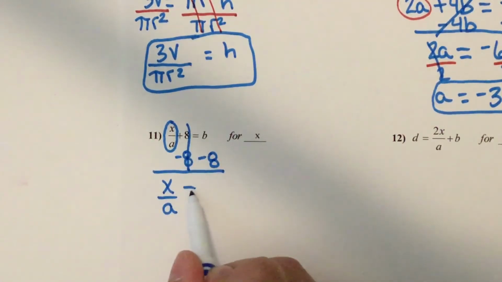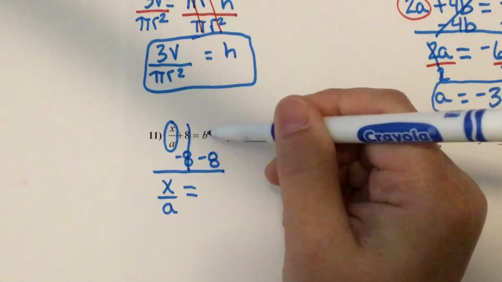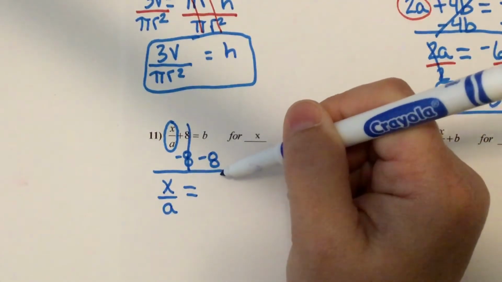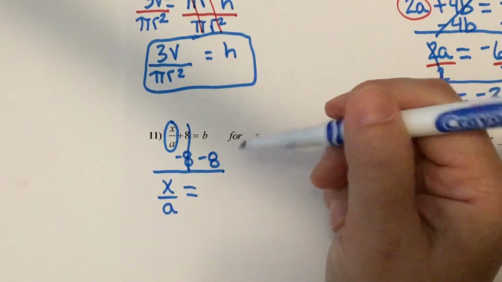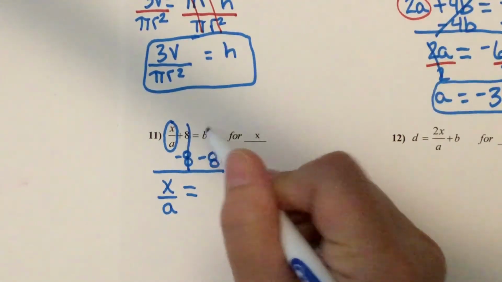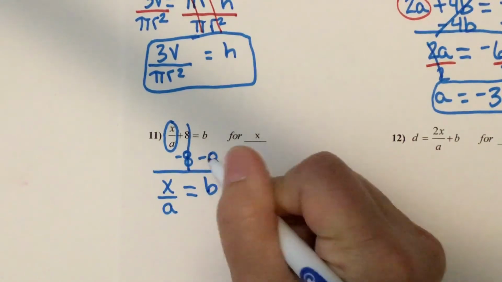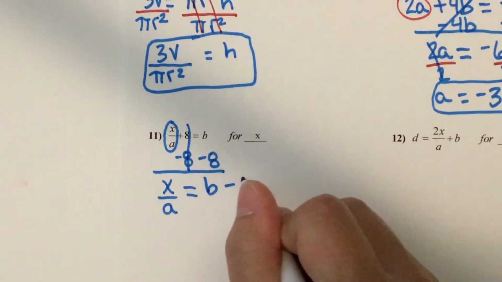Bring down the equals. Now, can you actually subtract these? No, they're not like terms. This has a b, this doesn't. So you can't do any math here. You're just recopying. So recopy the positive b and recopy the minus 8. No math involved.